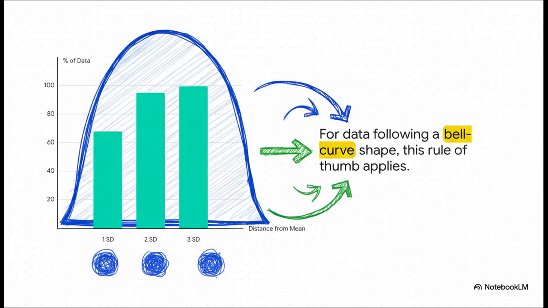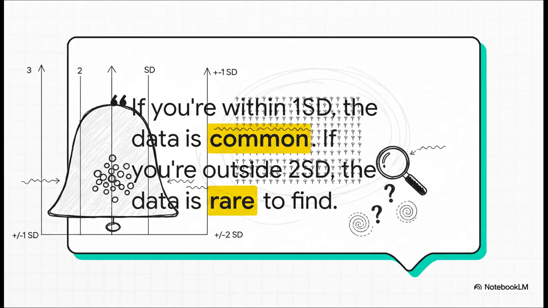And for a ton of data in the real world that follows that classic bell curve shape, things like test scores or people's heights, there's this amazing rule of thumb you can use. It's called the 68, 95, 99.7 rule. About 68% of everything will be within one standard deviation of the average, about 95% will be within 2, and almost everything, 99.7%, will be within 3. This gives us a fantastic mental shortcut for spotting what's normal and what's not.